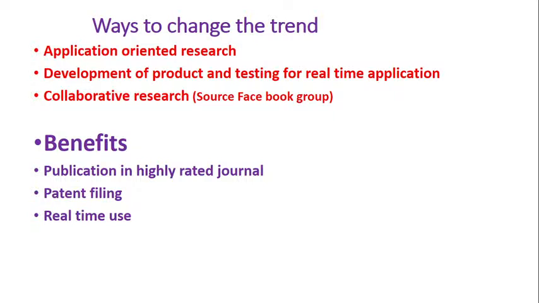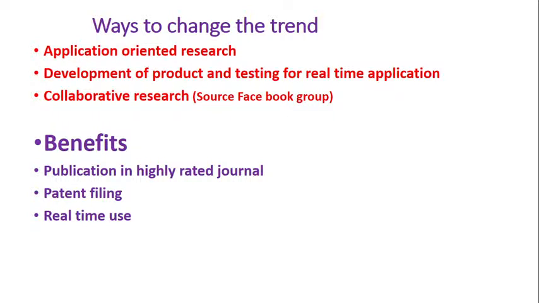So how to change the trend? What is the activity we need to do? In order to do this, we need to go for application-oriented research, right? First point, application-oriented research is important. And the development of product and testing for real-time application. We will simply make a product and we never test. So we need to test for real-time application.